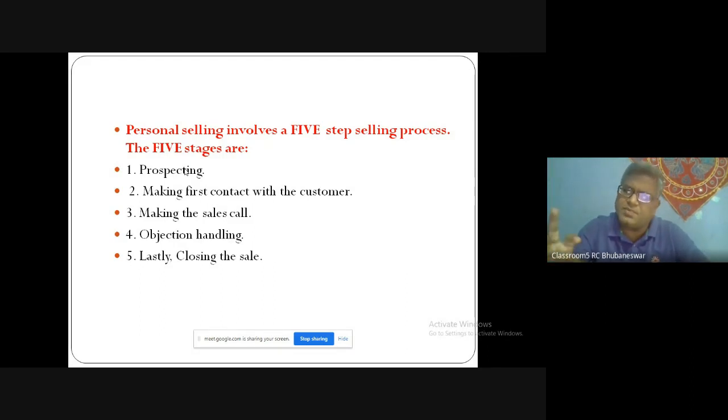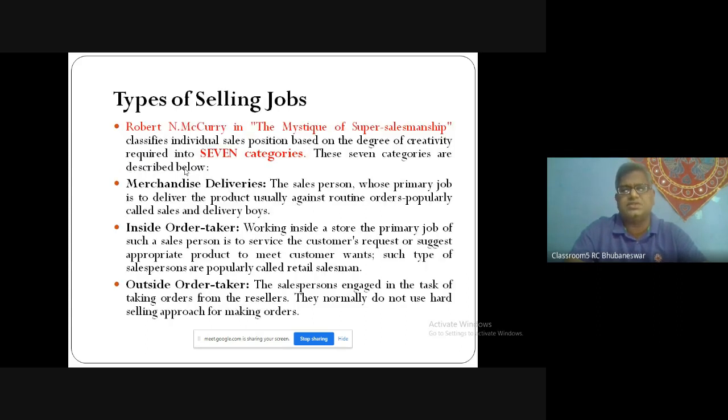If you talk about prospecting, it means you have to check who the prospective customers are to sell this product to, and who is the first customer you can contact. Using push and pull strategy, you can sell your product. Making the sales call means you put forward more offerings or benefits, and you can handle some of the objections and then close the sale. But there are different types of selling jobs.